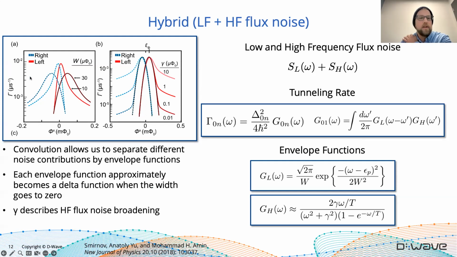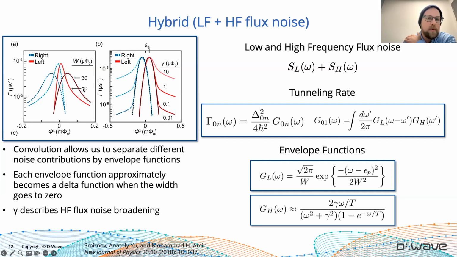What I'm plotting here on the upper left-hand side is just an illustration of the different types of noise that we can see. The different colors here, the red and the blue, are different initializations, like you saw from the data on the previous slide. Now, what you can see is that if the width of our low frequency flux noise is large, we have this characteristic large broadening.